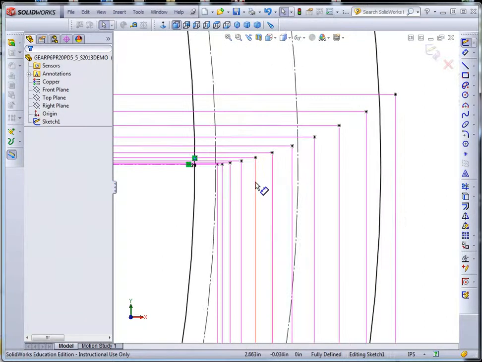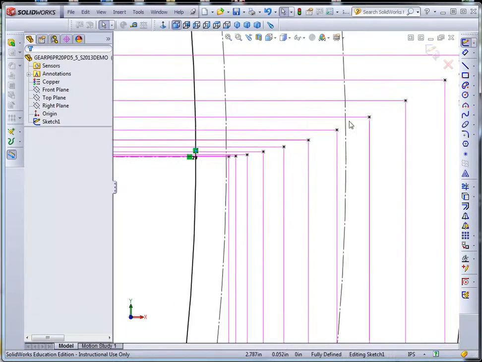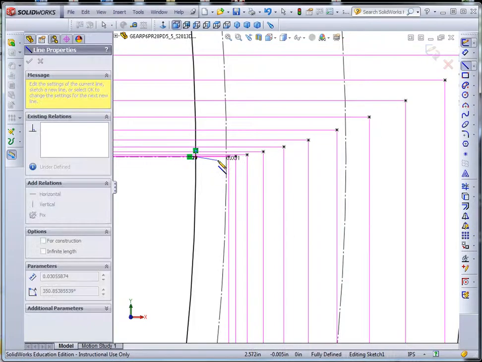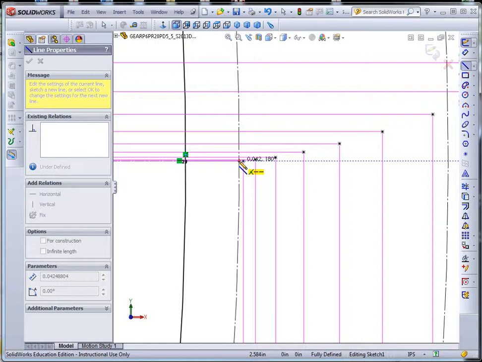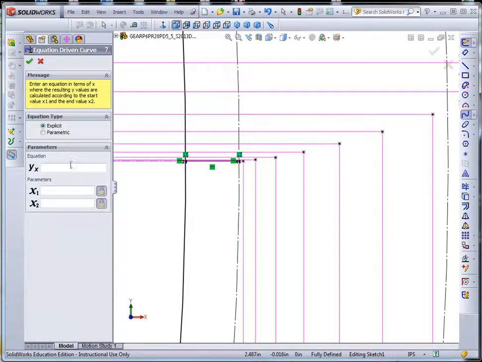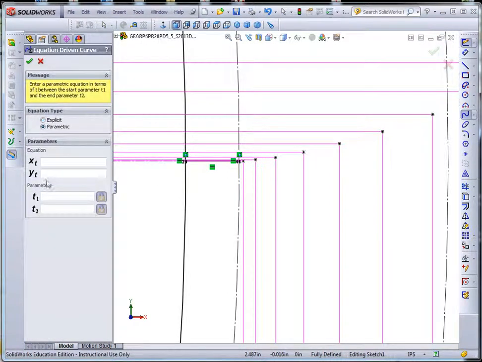So what we're going to do is first I'll go ahead and put in the short radial line, same as before, from here out to the quadrant point on the base circle. And then I'm just going to select equation-driven curve. And over here it's going to be a parametric curve, and it says put in the equation where the x and y's should be in terms of t.